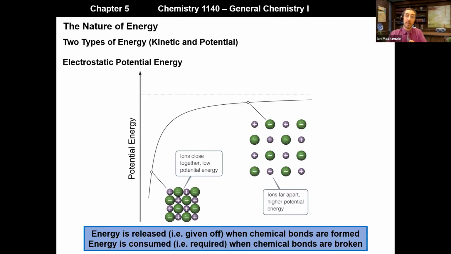Now, the opposite case, however, is that if we ever want to break a chemical bond, whether it's an ionic bond or a covalent bond or any kind of chemical bond, anytime we want to break a bond, because we're at the lower energy when those atoms are together and we're at higher energy when they're apart, it requires energy to break them apart. That energy has to come from somewhere. And so the two fundamental observations here are, first, that energy is given off when we form chemical bonds, and second, that in order to break chemical bonds, energy is consumed or required.